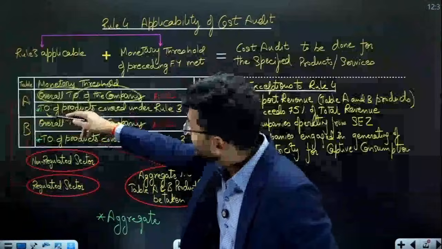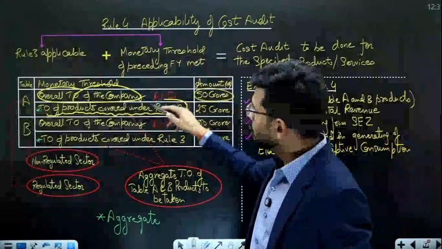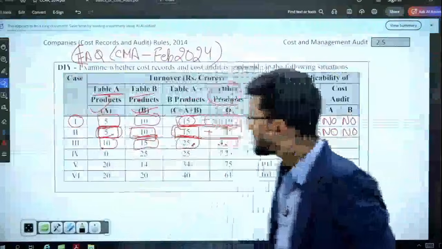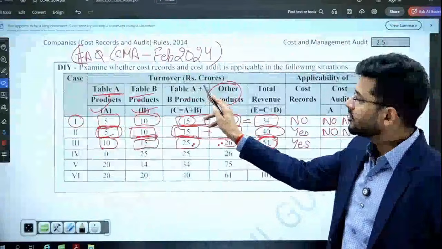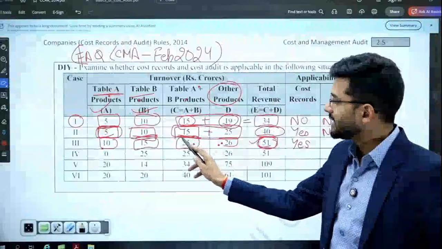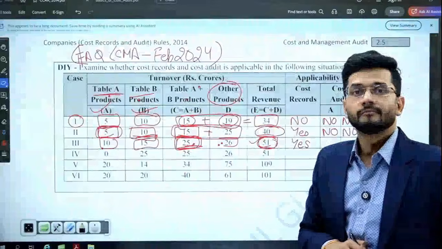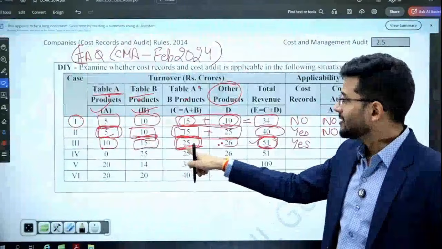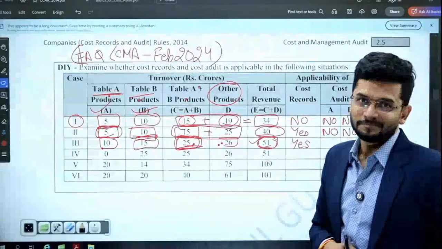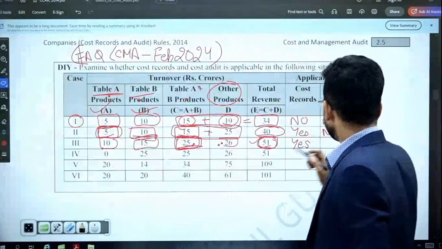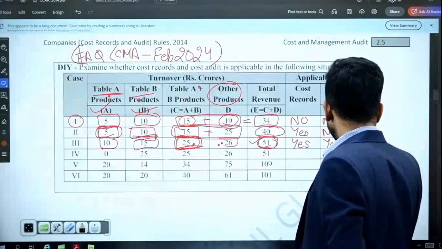Second condition is aggregate turnover of products covered under Rule 3. Rule 3 has table A and table B. Should be 25 crores or more. Let's see if this condition is met. What is the aggregate turnover of table A and table B products? It is 25 crores. So yes, second condition is also met. 50 crores above and 25 crores above. So will cost audit be eligible for product A?